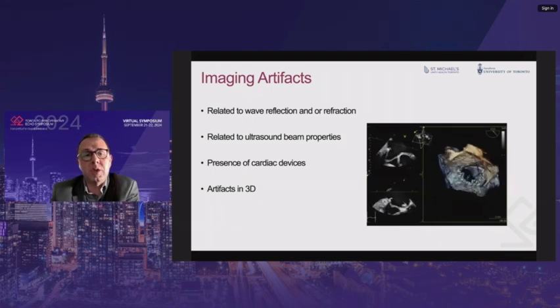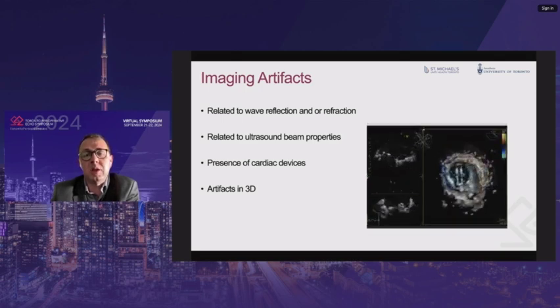It's called blurring. It's caused by the difference between resolution in the three different planes, the axial, lateral, and elevation resolution. This difference makes the stitches of the mitral ring much thicker than they really are. And blooming is exactly the same mechanism, but happens with mechanical, metallic structures.